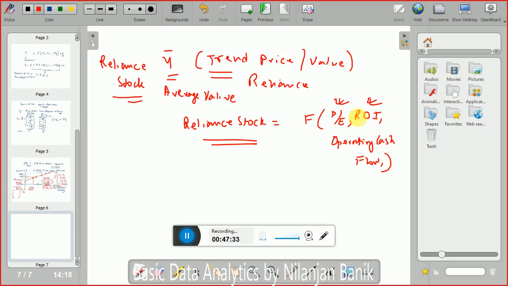So if the earning goes down and the stock price goes up, in the future Reliance stock price is going to go down, because without earning you cannot have the price going up. So I would expect to see a negative relationship. Likewise, return on investment, if it is better, I will see the stock price go up. Operating cash flow is something that the company is generating from its day-to-day business activity. If that is going up, again the price of stock will go up.